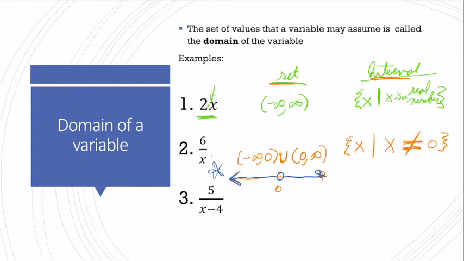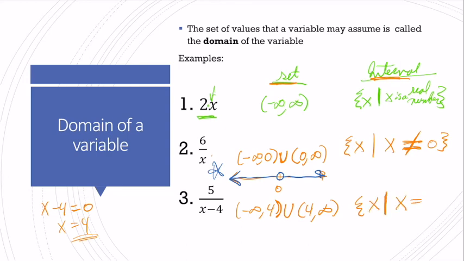But what if I have 5 over x minus 4? What value can I not have in my denominator? Well, the value that I can't have in my denominator is going to be 4. And I could figure that out by saying x minus 4 equals 0, right? We don't want our denominator to equal 0. So I would find that x equals 4. So 4 is not included in our domain. So we'd go from negative infinity to 4, but 4 is not included. We jump over 4 with this lovely little union symbol, go all the way to positive infinity. In set notation, this would be x such that x doesn't equal 4.